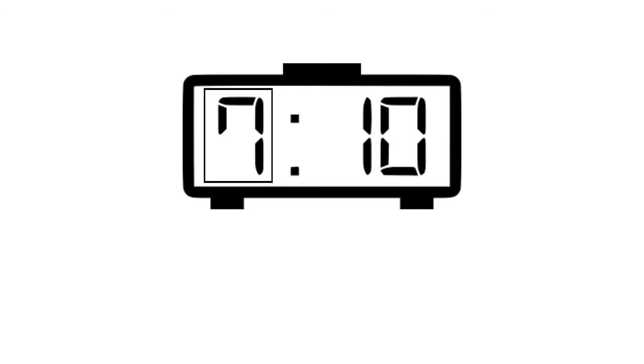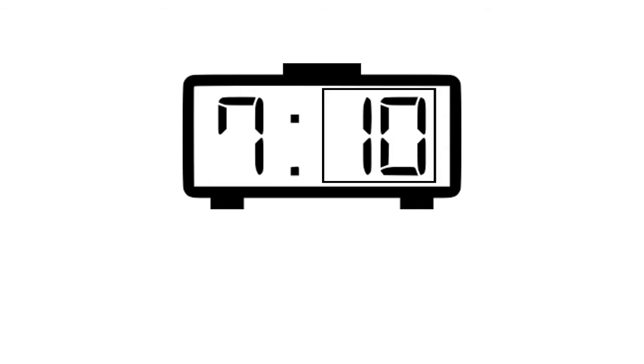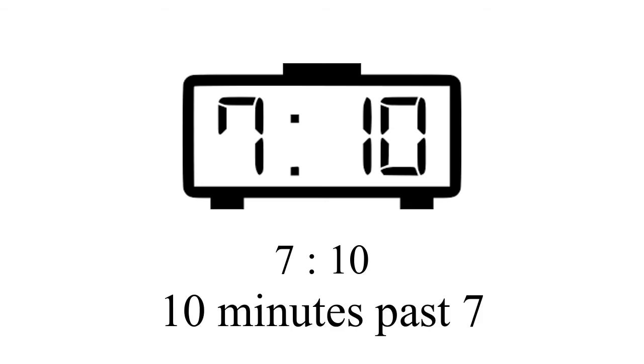On the left, we see the hour, that is 7, and on the right, we see the minutes, that is 10. So what time is it? According to this clock, it is 7:10, that is 10 minutes past 7. What about this clock here? What time is it? According to this clock, it is 10 o'clock. On the left, we see the hour, which is 10, and on the right, we see the minutes, which are just zeros. So, it is exactly 10 o'clock.